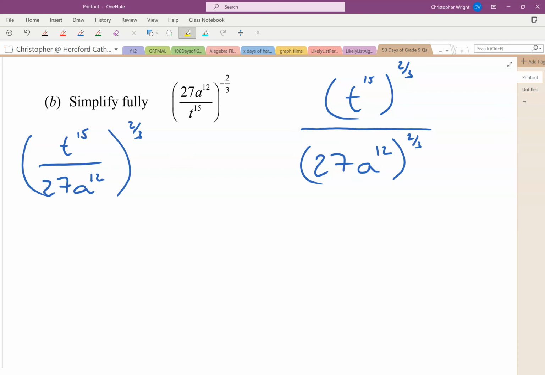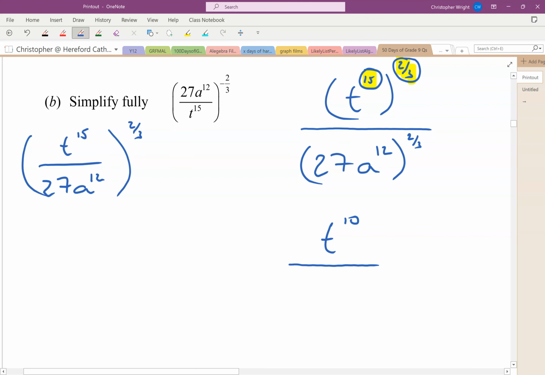Now, if I look at the top there, when you've got something to the power of 15 and you raise that to the power of 2/3, then you simply end up with t to the power of 15 times 2/3. Those are your rules of indices, aren't they? And 15 times 2/3 is 10. So the top is simply t to the power of 10.